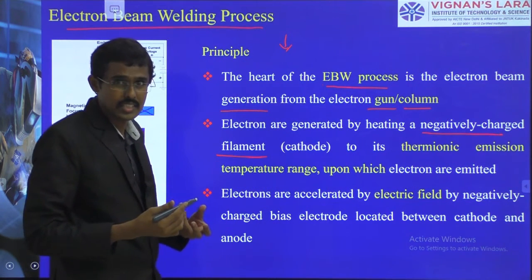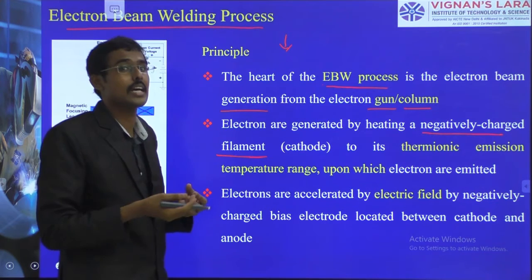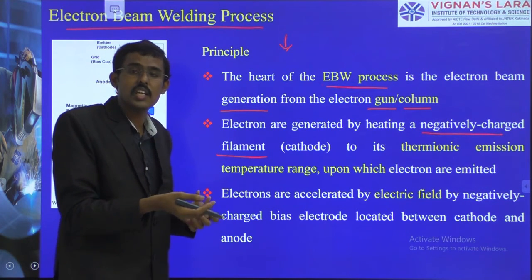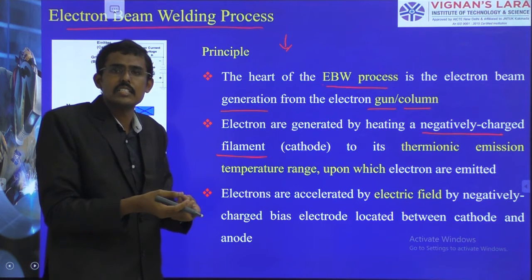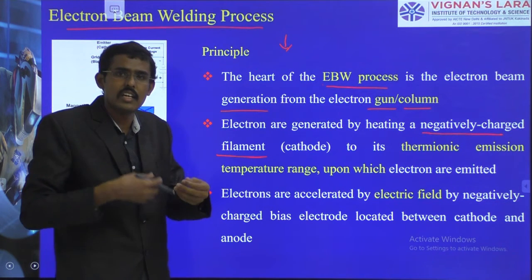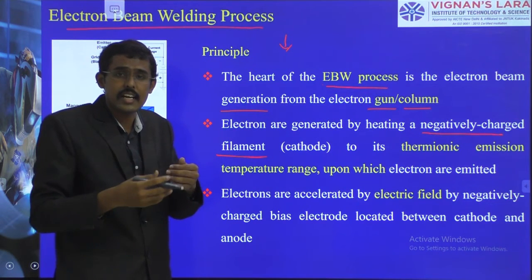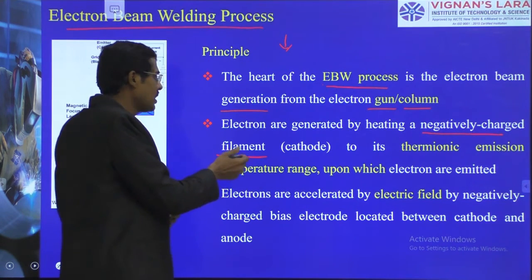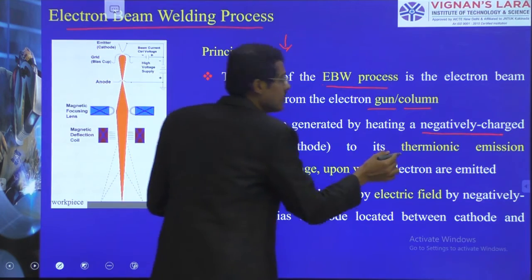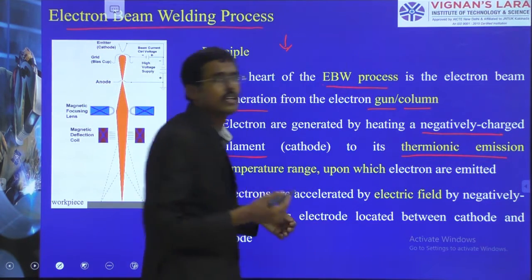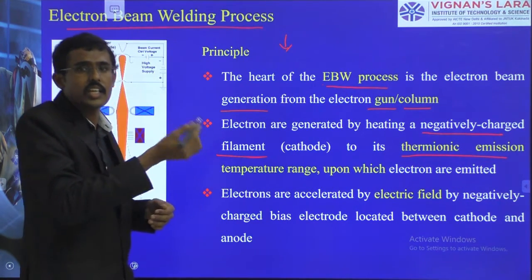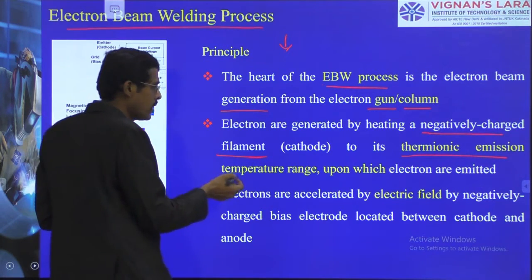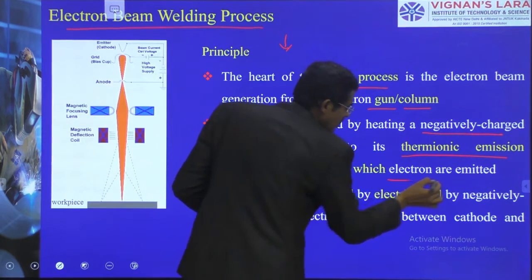That is why we are using a tungsten filament: tungsten has a high melting point, and when the temperature is increased, the kinetic energy of the electrons becomes higher and they are released from the tungsten and attracted by the anode, which is the positive side. So at the filament, the cathode, thermionic emission takes place when a critical temperature is exceeded, and electrons are emitted over that temperature range.